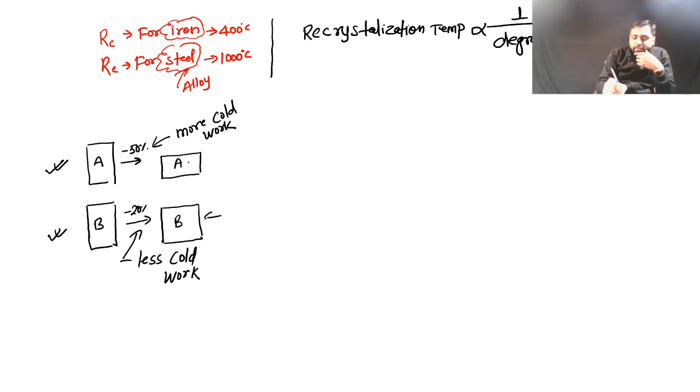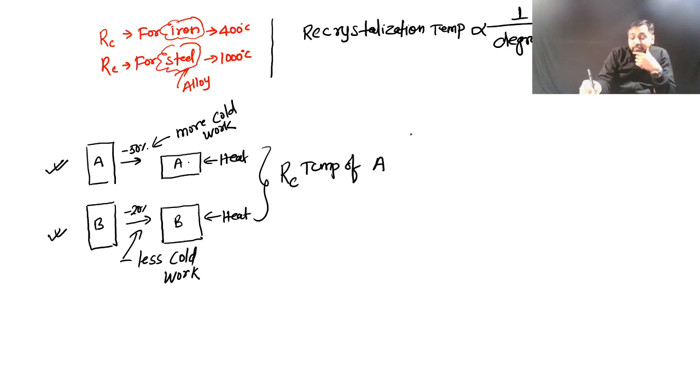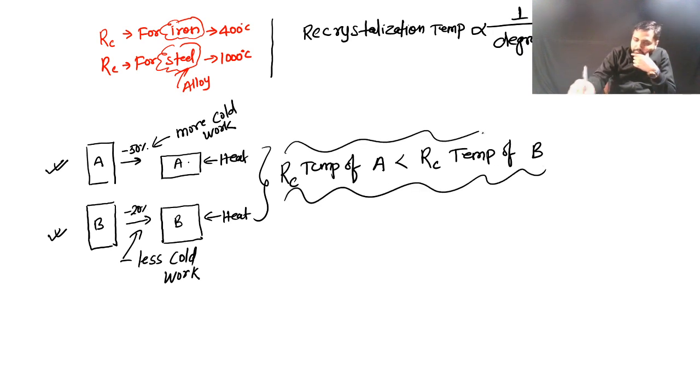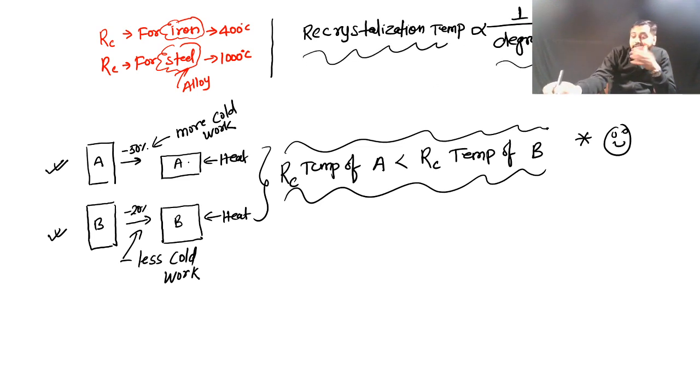Now, if you add heat to B and you add heat to A, then what you will find is that A will recrystallize first. The recrystallization temperature of A, you will find, is less than the recrystallization temperature of B. That's what you will find. That is, in short form, recrystallization temperature is inversely proportional to degree of cold work.